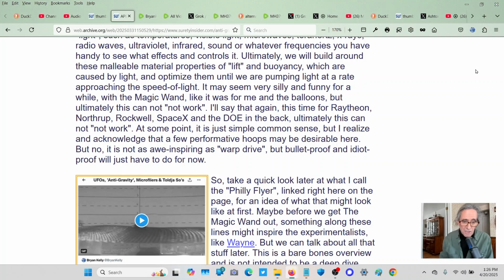But I realize and acknowledge that a few performative hoops may be desirable here. But no, it's not as awe-inspiring as warp drive, because I'm talking about reality, not movies. But bulletproof and idiot-proof are just going to have to do for now. Best I can do right now.